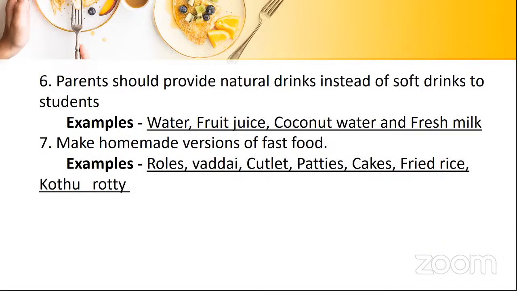Parents should provide natural drinks instead of soft drinks to students, for example, water, fruit juice, coconut water, and fresh milk. Make homemade versions of fast food like rolls, cutlets, patties, and cakes.